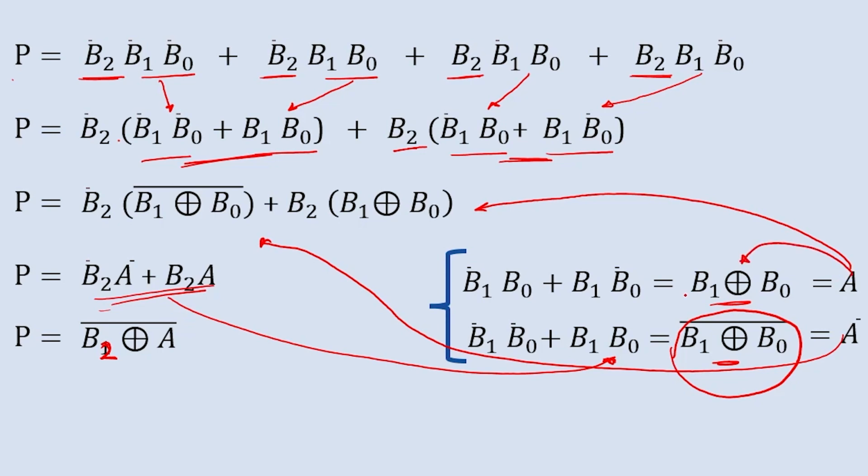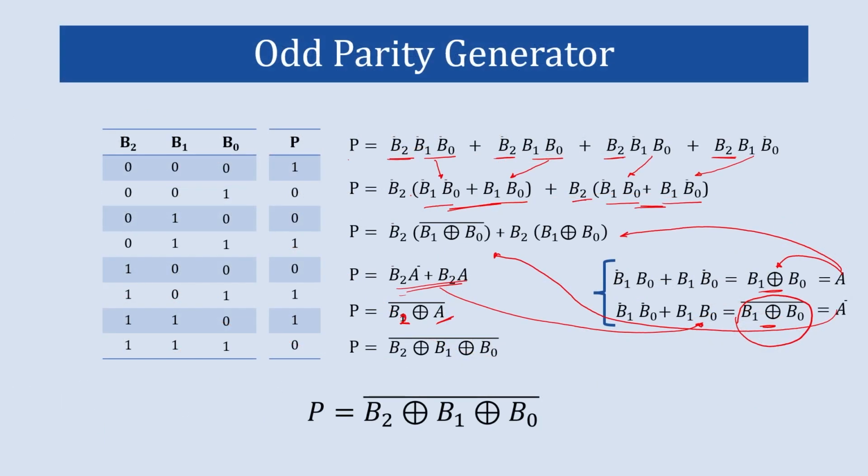This is A, B1 XOR B0. So now we'll replace that A over here. So we'll rewrite this equation and it is like B2 XOR B1 XOR B0 bar. So finally this is the equation for 3-bit parity generator. Like this we can write the equation for a multi-bit parity generator.